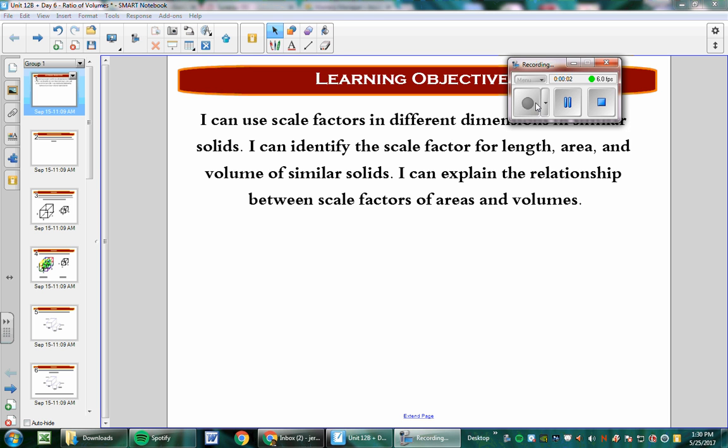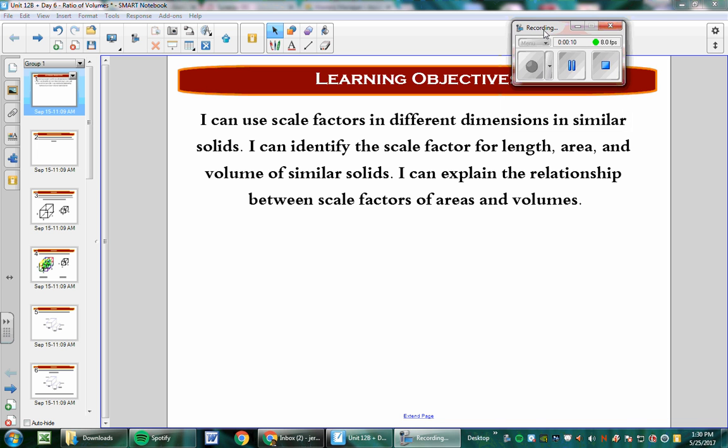Hello. Today we're going to learn about scale factors and volumes and areas and so on. By the end of the day, I hope you'll be able to say: I can use scale factors in different dimensions in similar solids. I can identify the scale factor for length, area, and volume of similar solids, and I can explain the relationship between scale factors of areas and volumes.